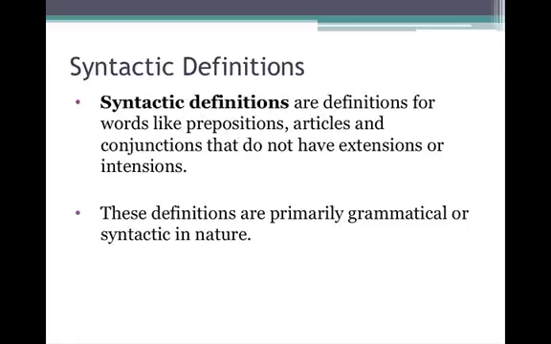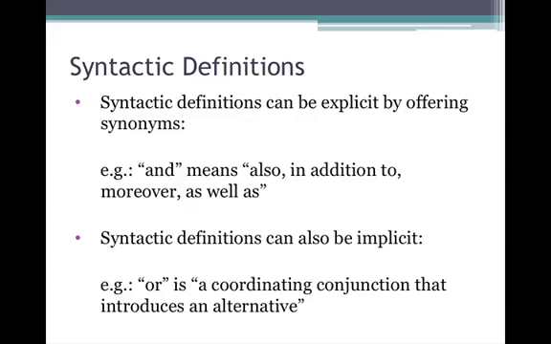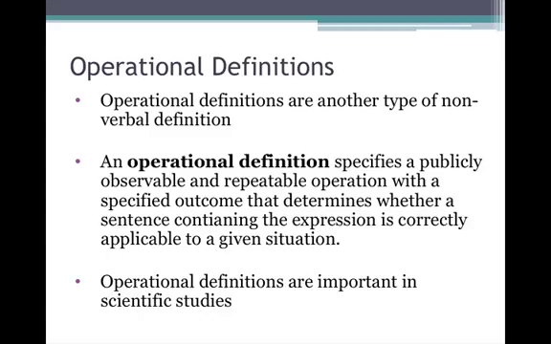Syntactic definitions are definitions for words like prepositions, articles, and conjunctions that do not have extensions or intensions. These definitions are primarily grammatical or syntactic in nature. Syntactic definitions can be explicit by offering synonyms, and means also, in addition to, moreover, as well as. Syntactic definitions can also be implicit, as in, "or is a coordinating conjunction that introduces an alternative."